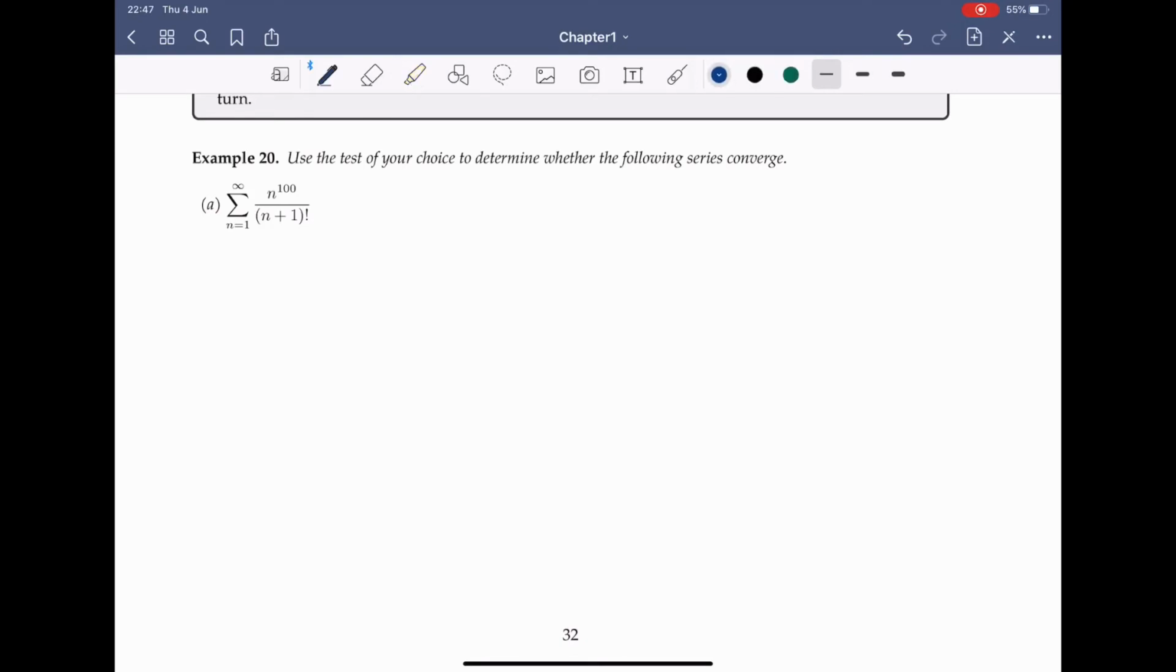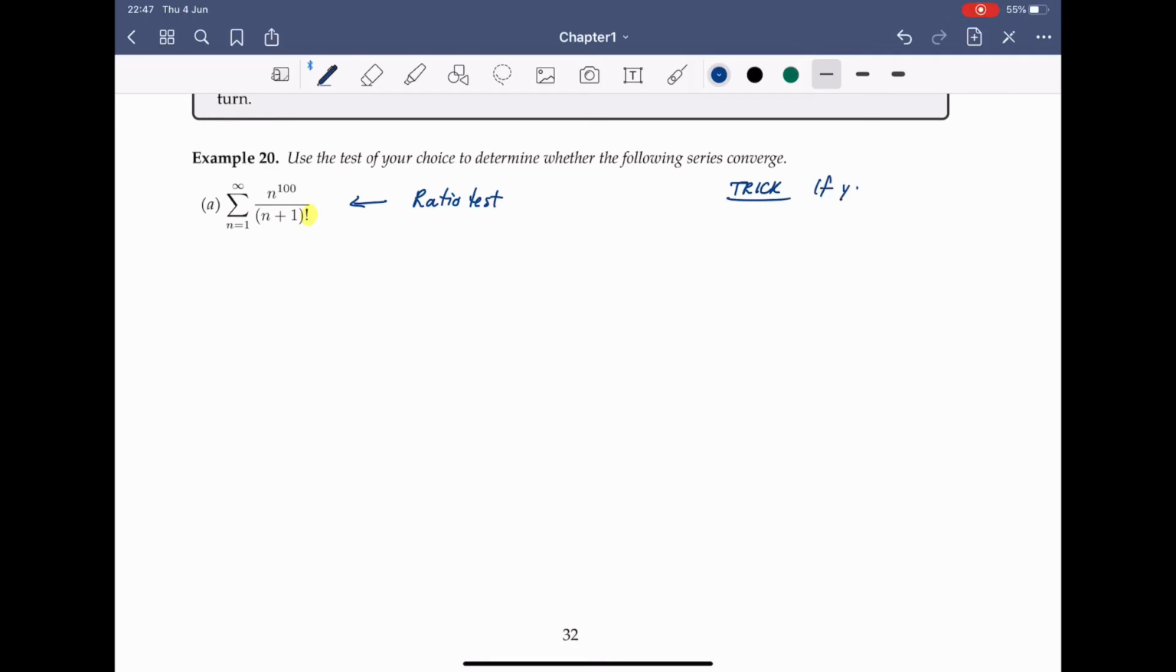Let's start with part A. I have the summation of n to the 100th power over (n plus 1) factorial. For sure, if you see a factorial here, you should use the ratio test. So I say that this must be the ratio test.